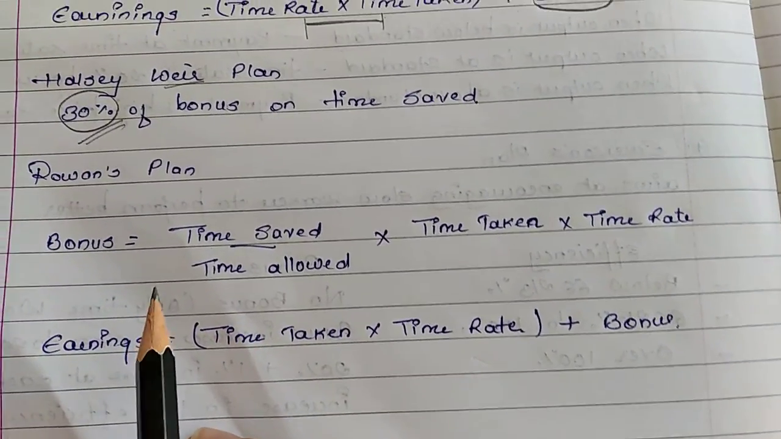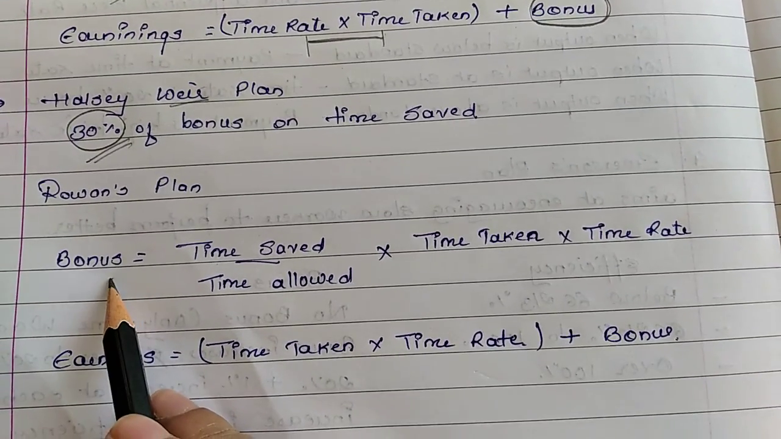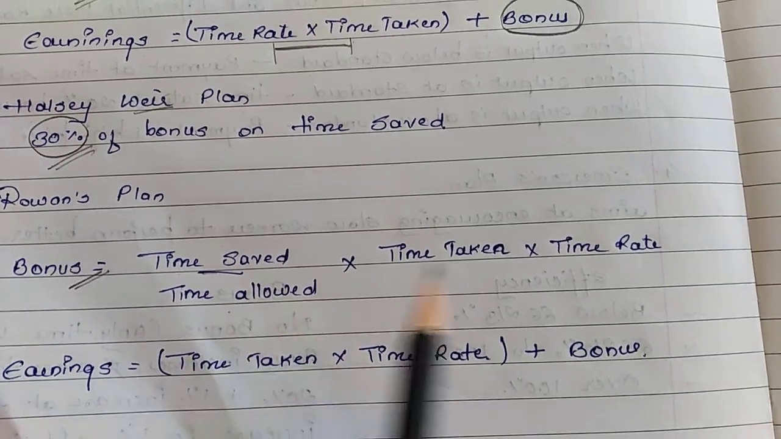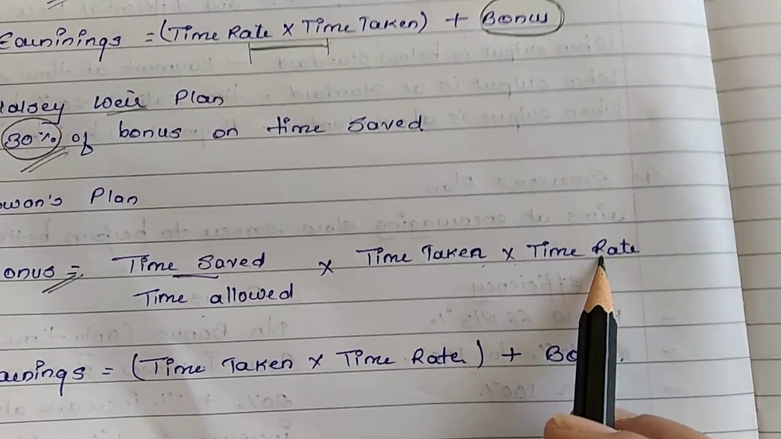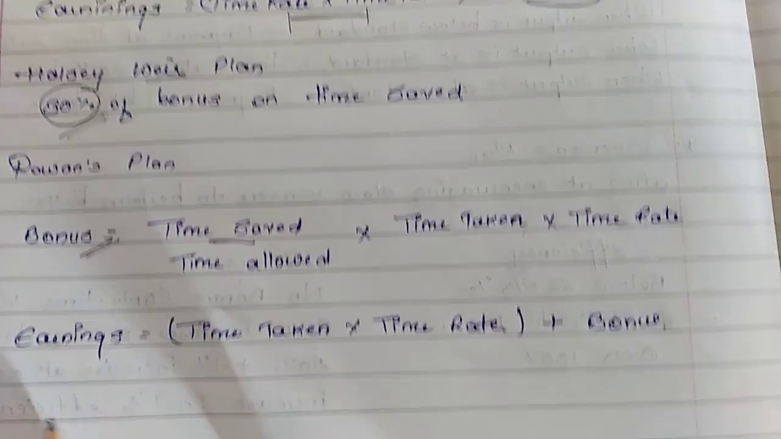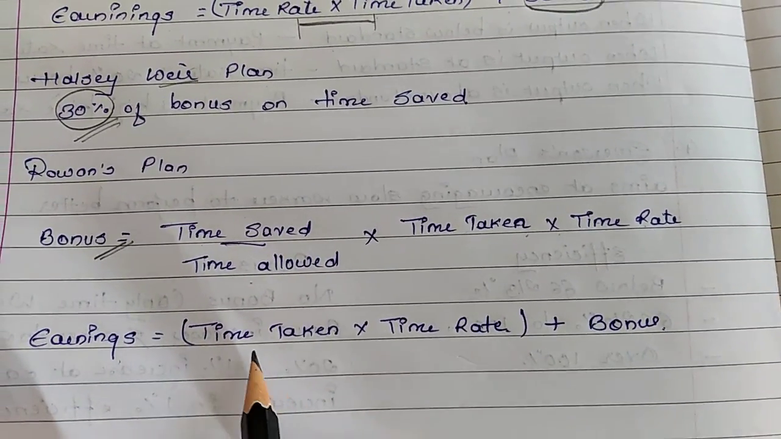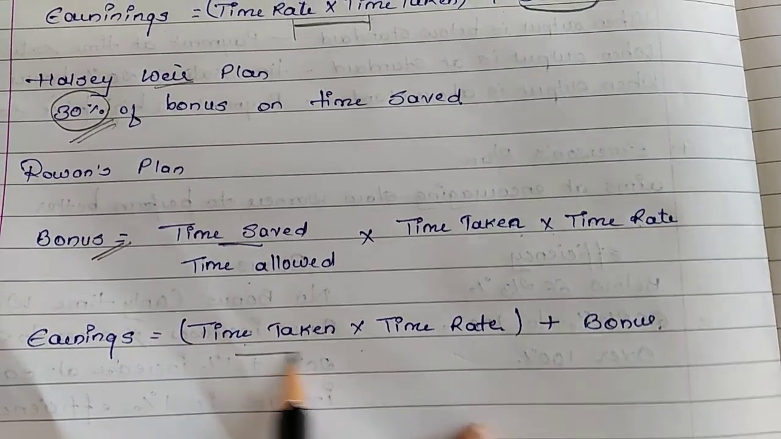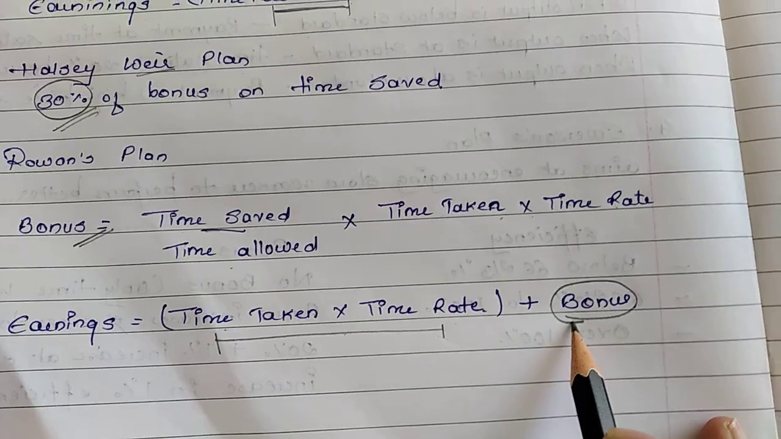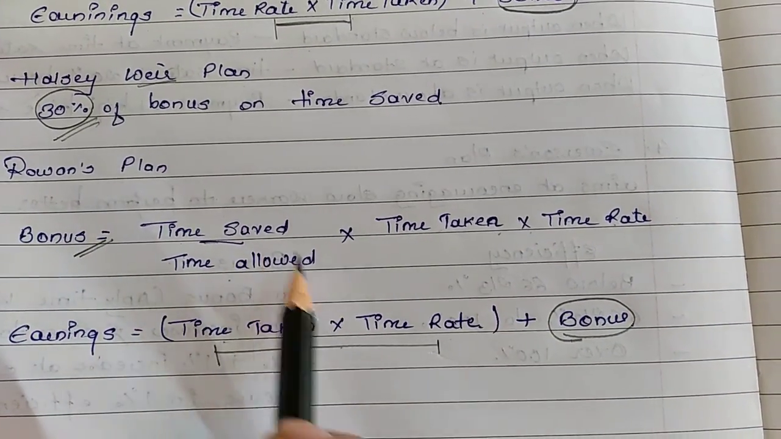Now what is the formula for calculation of Rowan's plan? The bonus is calculated here with the formula, that is time saved divided by time allowed into time taken into time rate. Okay, so the final earnings of the workers, if the organization is using Rowan's plan, will be time taken into time rate, that is our time rate method formula, plus bonus. And how do we calculate the bonus? It will be calculated like this.